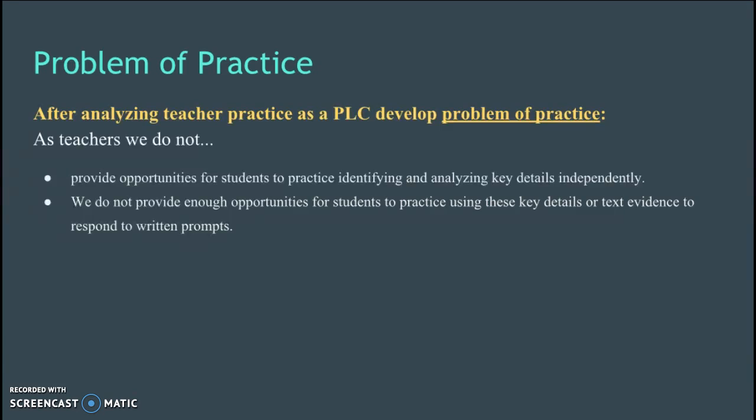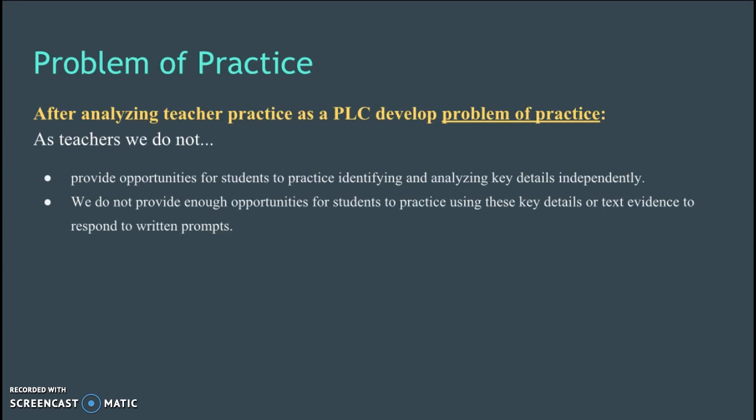In order to identify the problem of practice, we first had to analyze our teaching. By doing so, we were able to identify what we as teachers are not doing to support our learner-centered problem. After analyzing our teaching and discussing where we went wrong, we have decided that the problem of practice is, as teachers, we do not provide opportunities for students to practice identifying and analyzing key details independently.